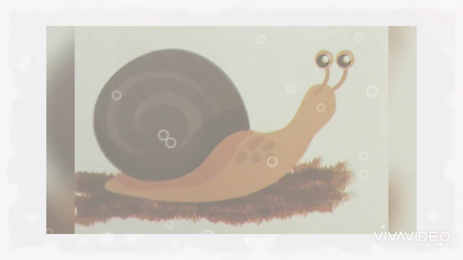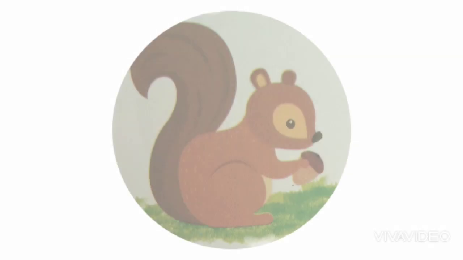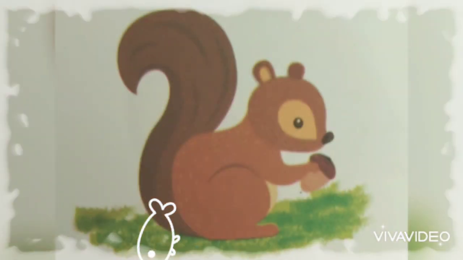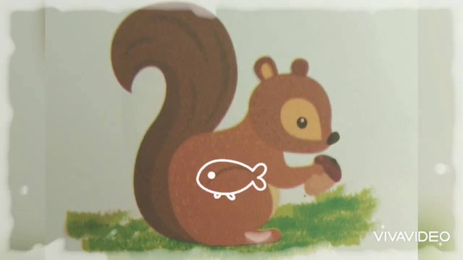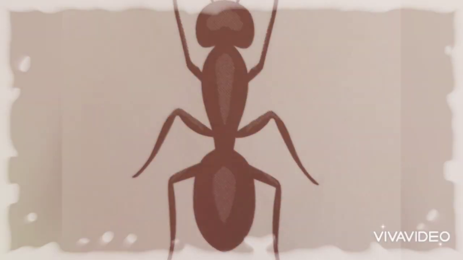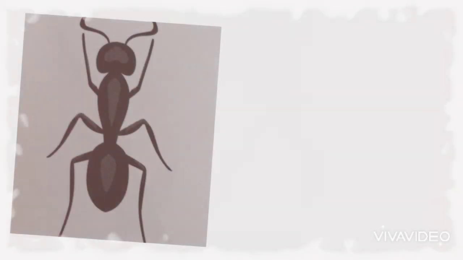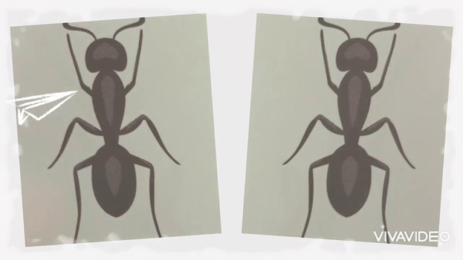Our next picture is squirrel. What is this? This is squirrel, beta. And the next is ant. What is this? This is an ant.